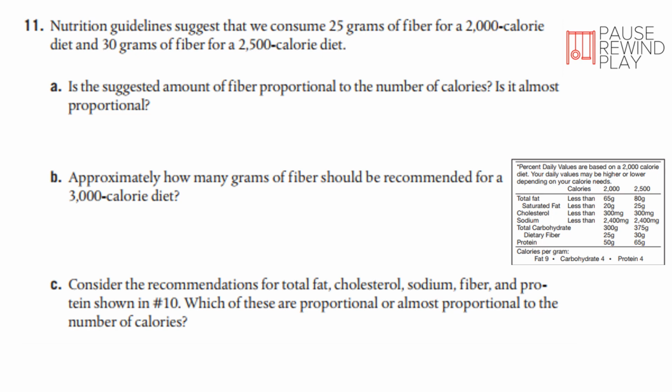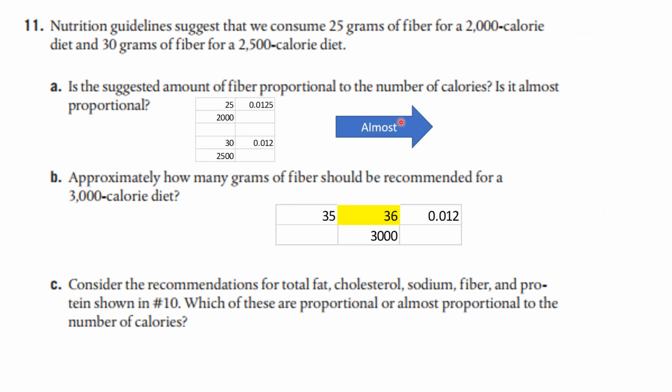Let's see how you did. Again, using Excel, we see that 25 to 2,000 was this ratio, and 30 to 2,500 was this ratio. They're almost proportional. If you move this up to 3,000, what you see is when you go up by 500, you gain 5. So we just add this 5, and they said 36. So you see they're almost using that same proportion.